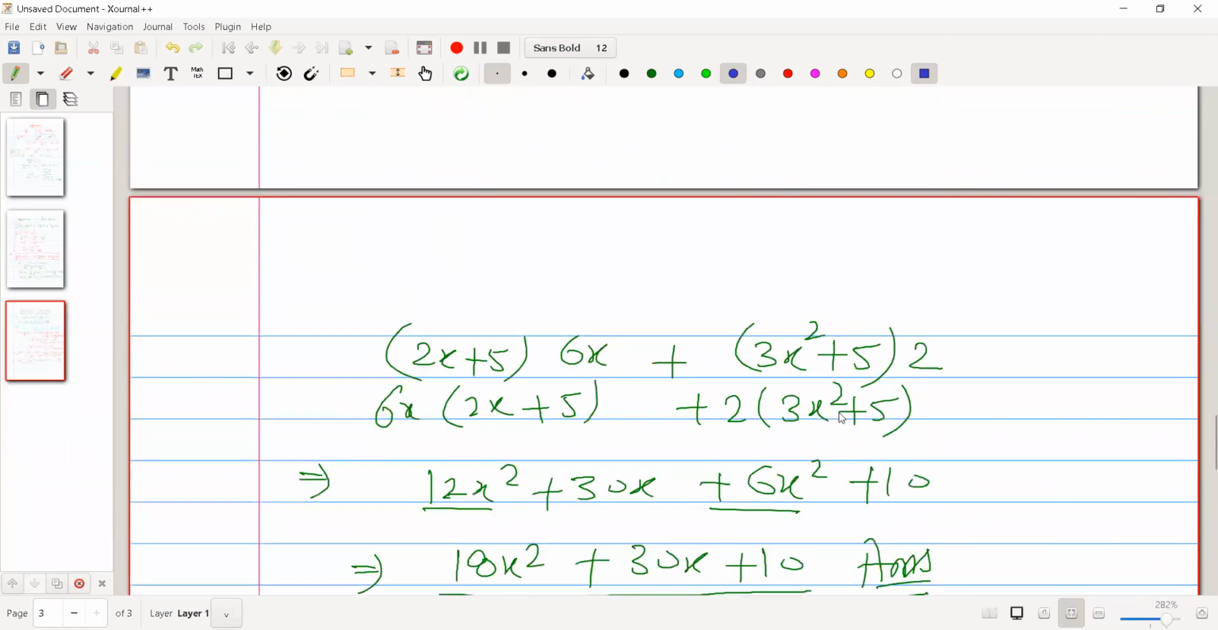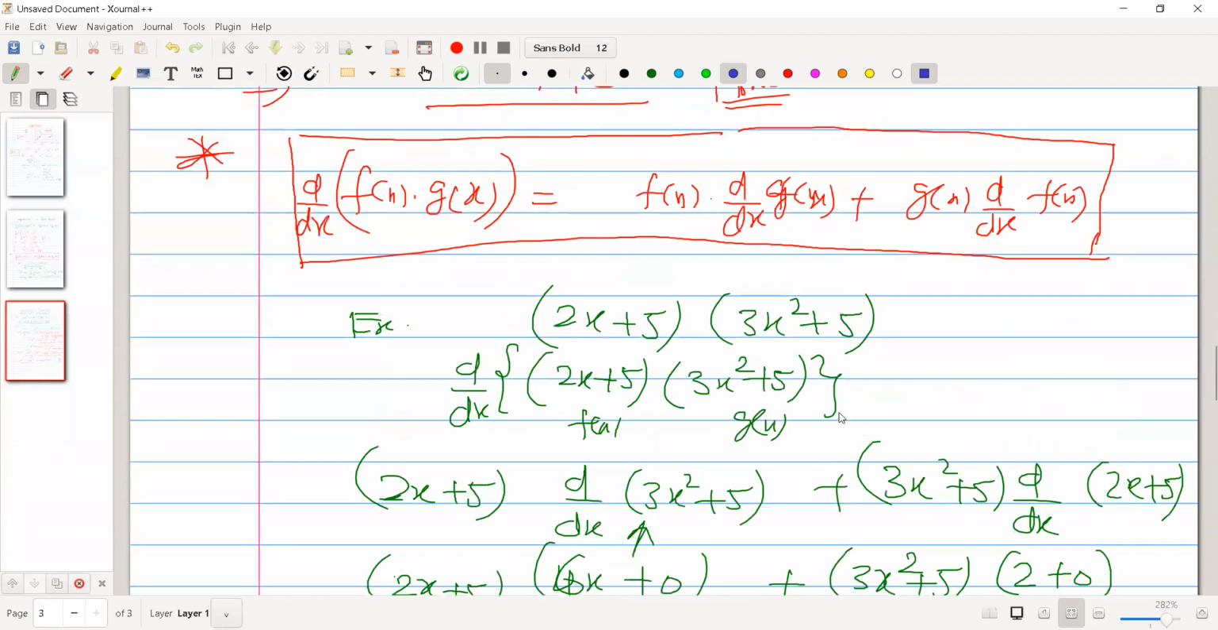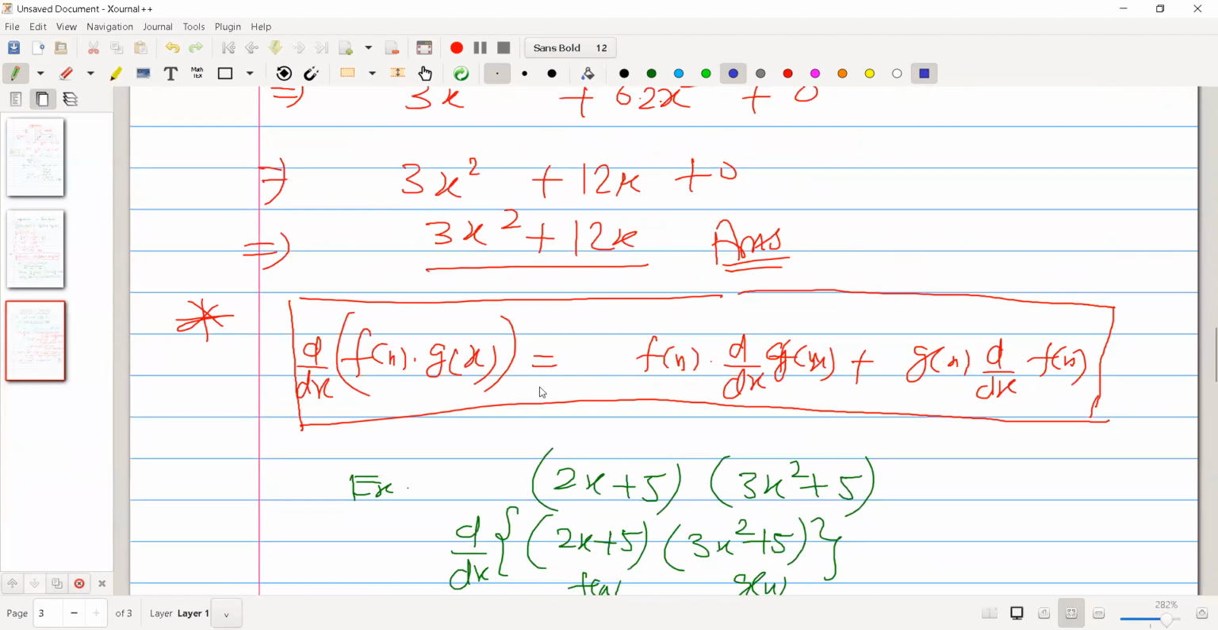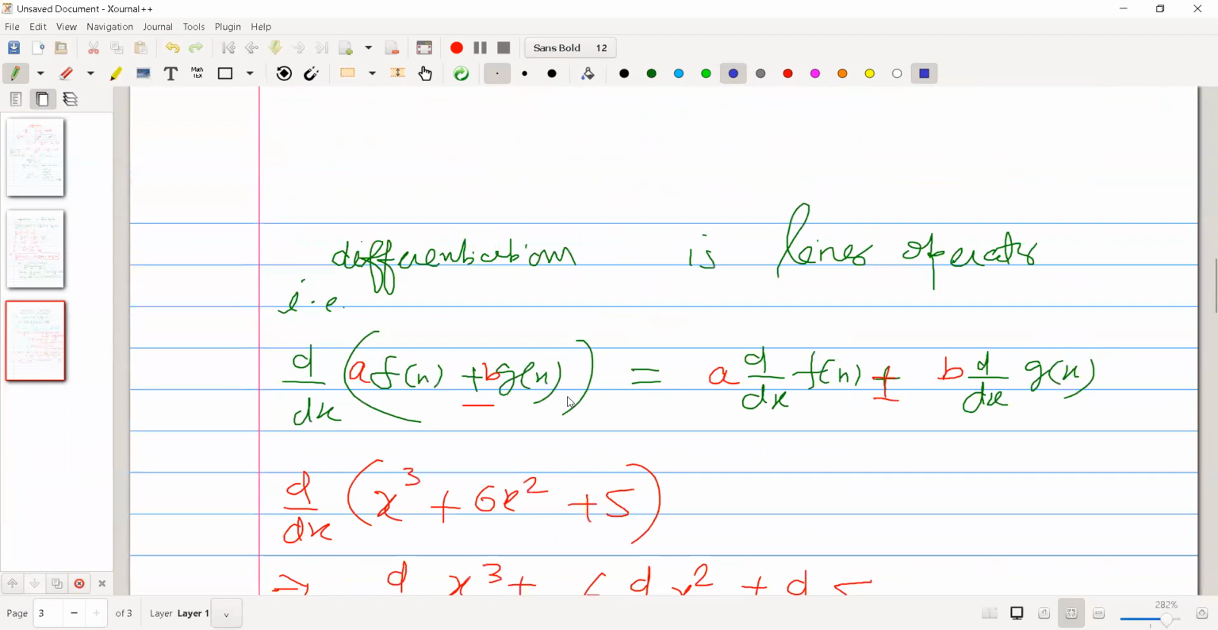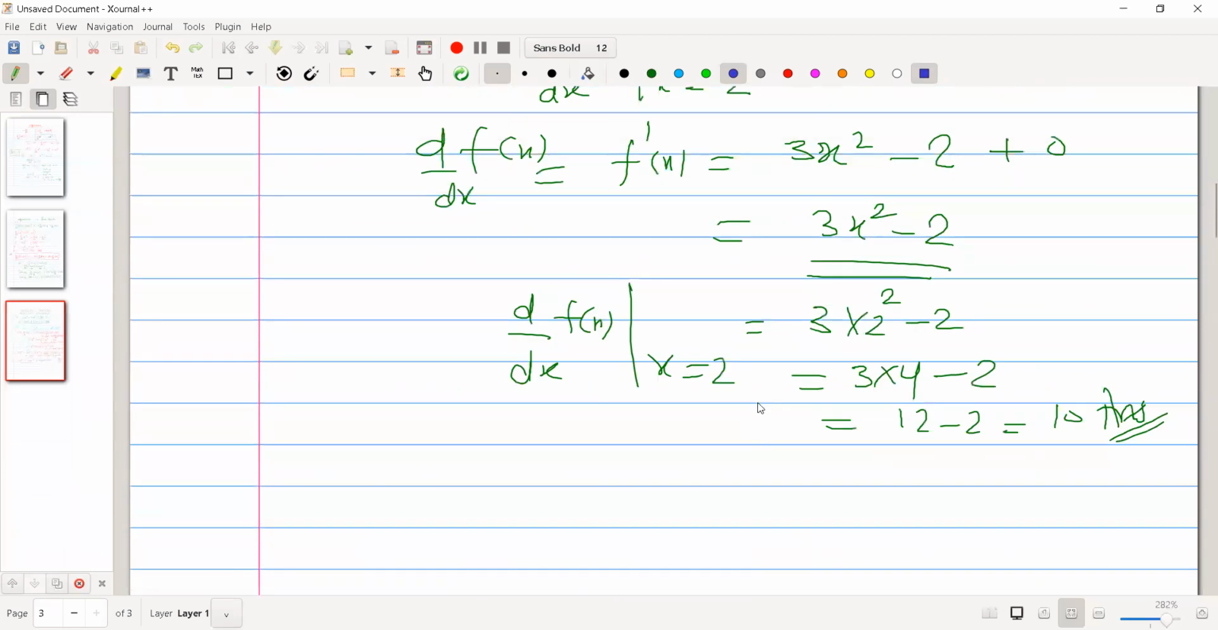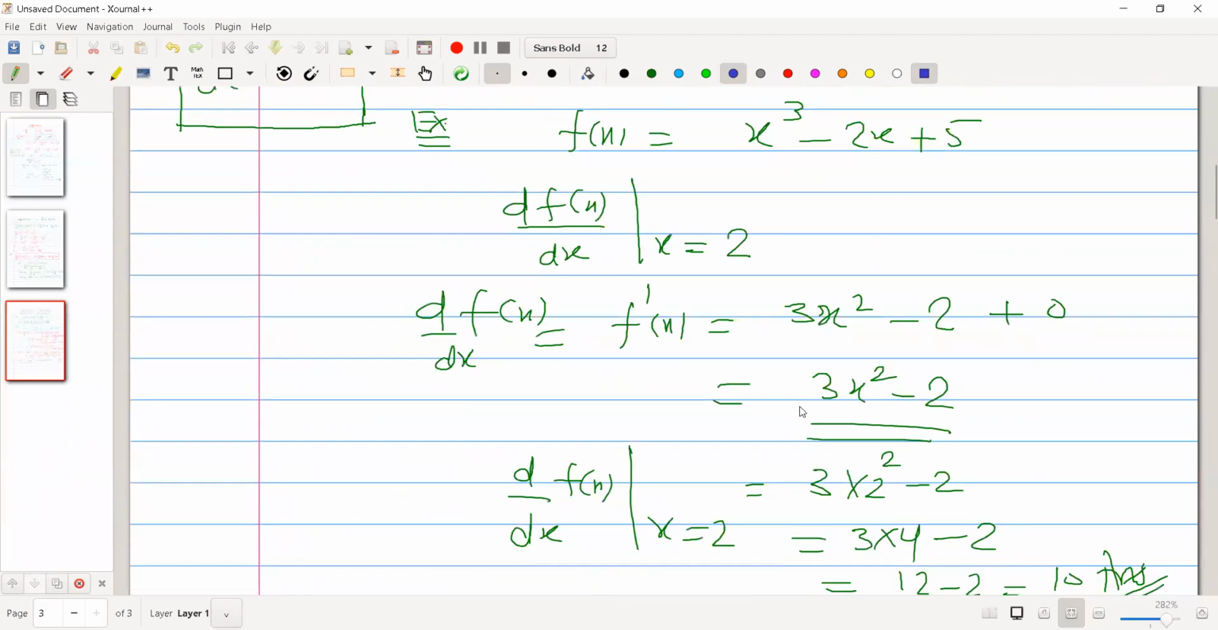So today we have understood the product rule and how to apply it, and we also found out that differentiation is a linear operator. We have also solved some related questions.